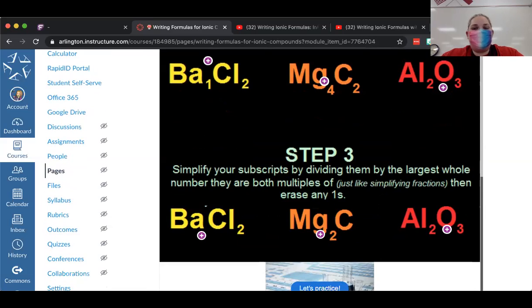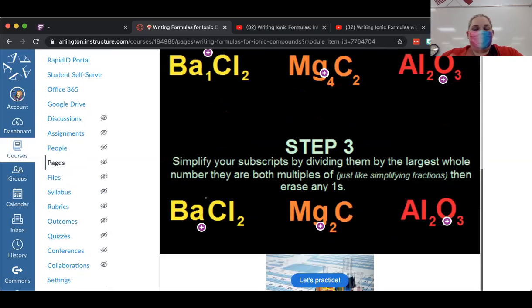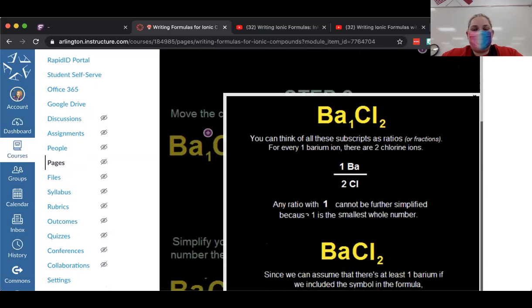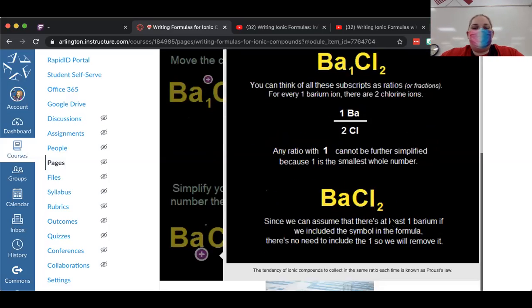reduce my subscripts. And the reason I do that is because I want to have the smallest whole number ratio for my subscripts. So right here for barium BaCl2, which is barium chloride, you can kind of think of the ratios like fractions. For every 1 barium ion, there are 2 chlorine ions, okay? Anytime you have a ratio with a 1, anytime one of your subscripts is a 1, you can't simplify it because 1 is the smallest whole number you can get. So you just need to remember if you have 1s that you need to erase or delete them.